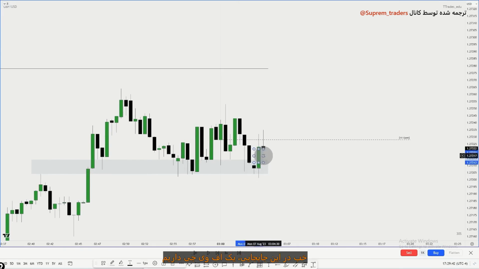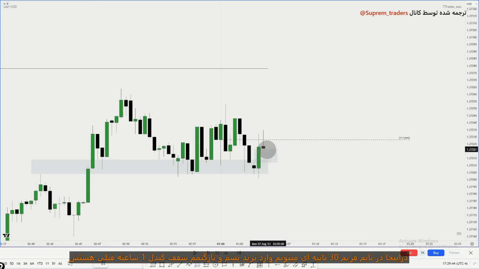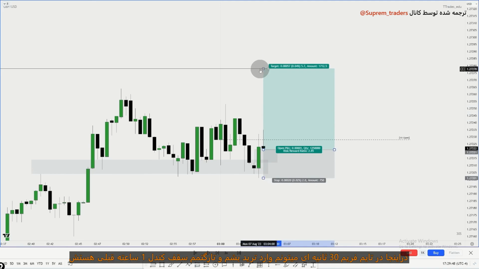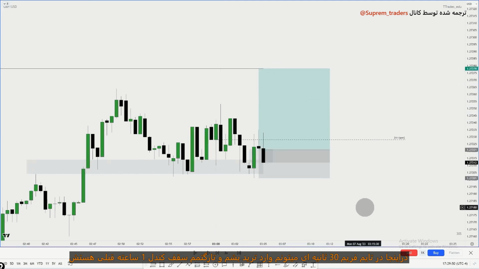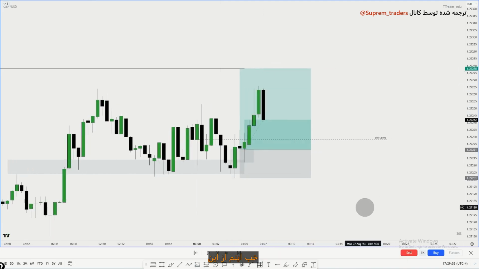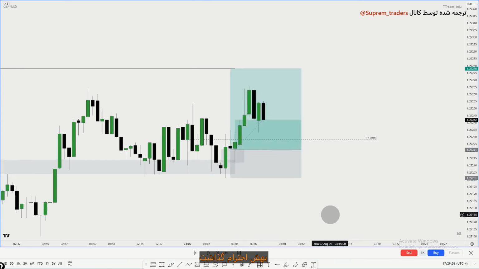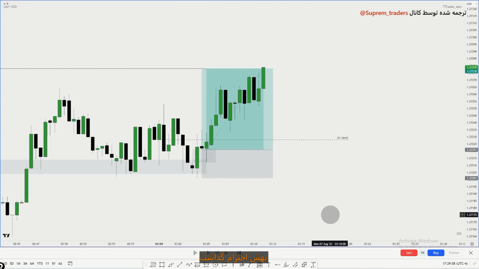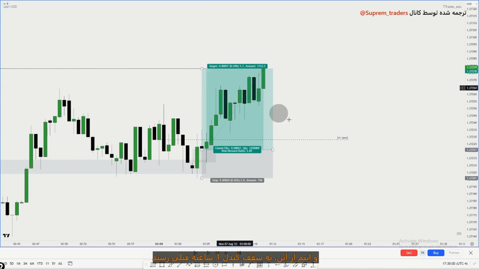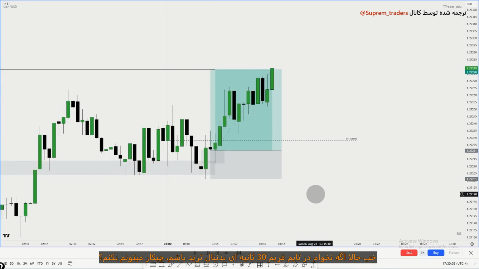So with this displacement, we have a fair value gap. I could look to enter on the 30-second chart right here, targeting previous hour's high. There we go. We get another fair value gap here, that gets respected, and there we go. We reach our previous hour's high. Now, if I don't want to go down to the 30-second chart, how can I do that?